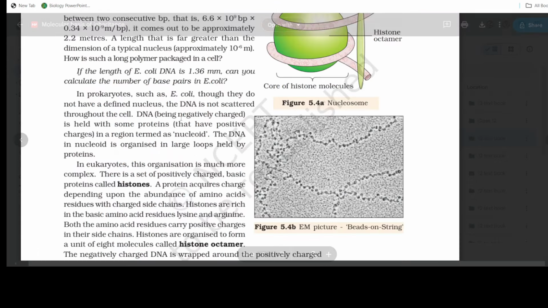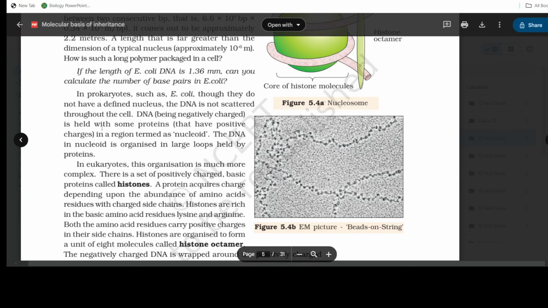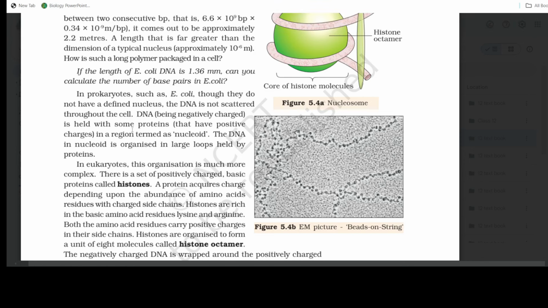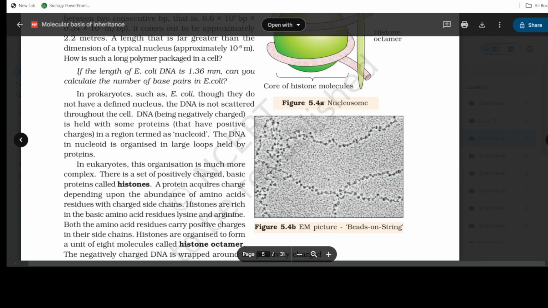DNA is not scattered throughout the cell. The reason is that the DNA, being negatively charged, is held with some proteins that have positive charges in a region termed the nucleoid. So some proteins are holding them together. The DNA in the nucleoid is organized in large loops, helped by these proteins. In the case of eukaryotes, it is histone, the nucleosome. In the case of prokaryotes, some other proteins are holding them close.